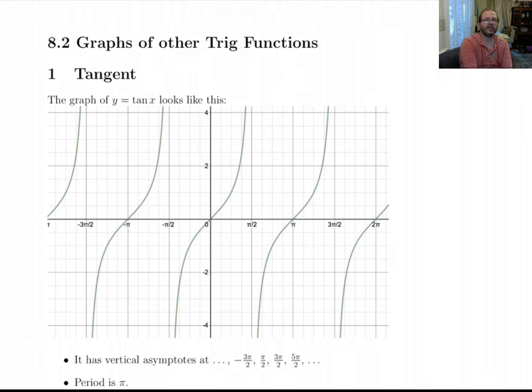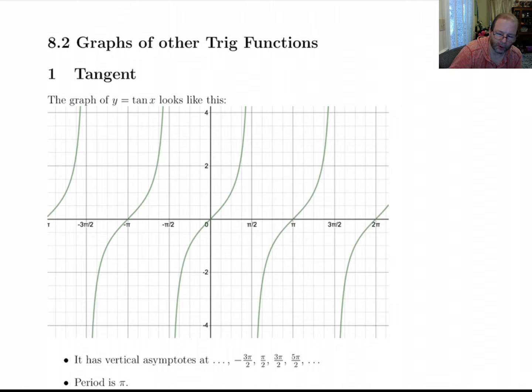All right, this is section 8.2. This is going to be a really short video. The topic of this is the graph of all the other trig functions. And the truth is the sine and cosine functions are important. It's important that you know what the tangent looks like as well, but I don't want to spend much time on any of these other functions because they don't come up as much.